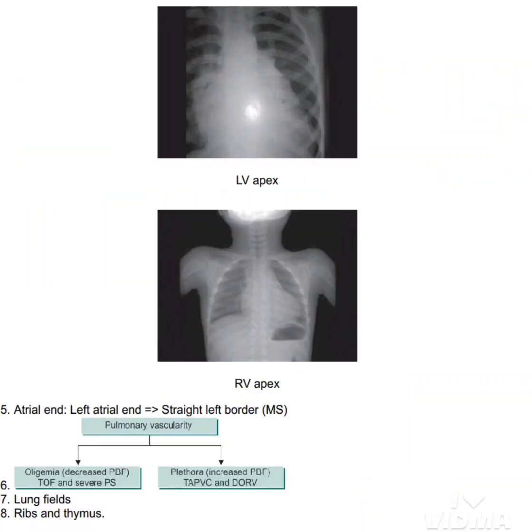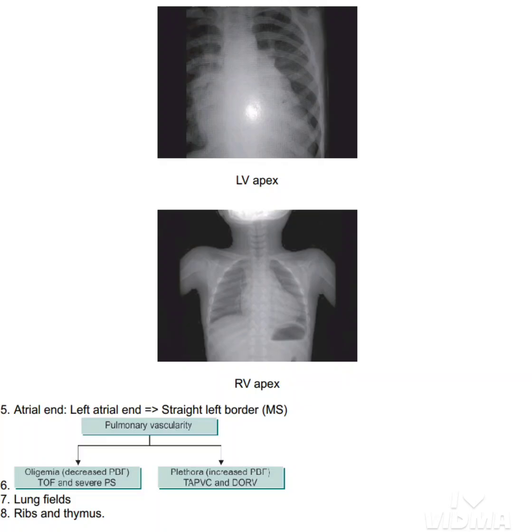In the first X-ray, we can see the apex of the heart turned downwards, so it is the LV apex X-ray. In the second X-ray, the apex of the heart turns upward, so it is the RV apex X-ray. Other things seen in the chest X-ray: an enlarged left atrium and a straight left border are seen in mitral stenosis. Pulmonary vascularity is also important in chest X-rays.